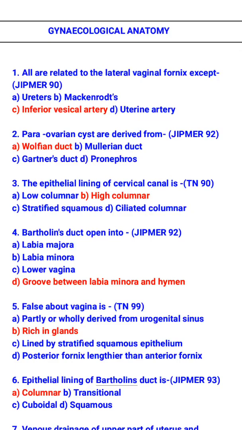All are related to the lateral vaginal fornix except inferior vesical artery. The structures related to lateral vaginal fornix are ureter, McEnroe's ligament, and uterine artery. Para-ovarian cysts are derived from Wolffian duct. The epithelial lining of cervical canal is high columnar.